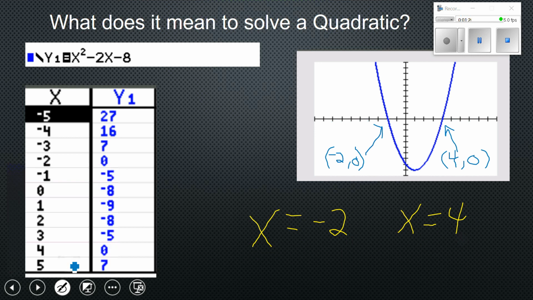Another representation we can use is a table. If we look at a table, we can also see the solutions show up. Now, they don't always show up in a table because they may not be integers, such as x equals 1.4 and so forth.